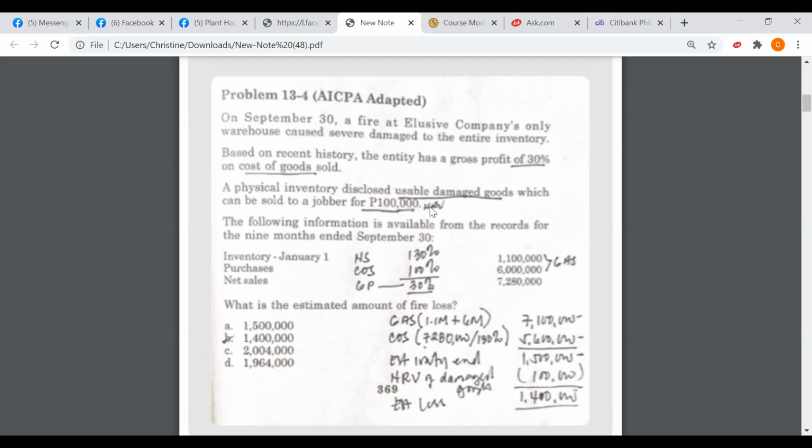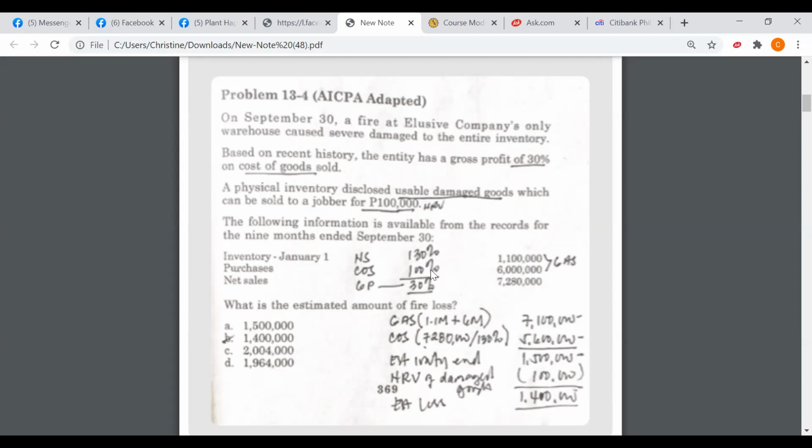So that is based on our LCM rule, or our measurement of inventory. The following information is available from the records for the 9 months ended September 30. So you're given inventory beginning, purchases, and net sales. What is the estimated amount of fire loss? So the same formula, only that our COS this time is computed based on our net sales divided by sales ratio, because it is on cost. It is based on cost.